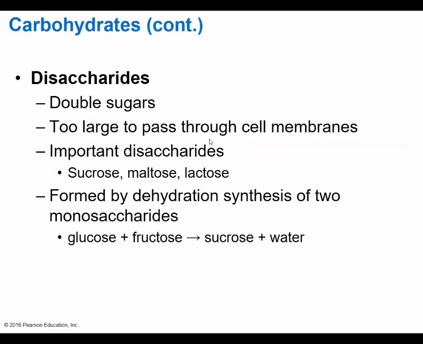If I take two monosaccharides and bond them together, what process would that be called? Dehydration synthesis. Good. Then I would get sucrose and water. Sucrose is table sugar. This is what we sprinkle on our foods. This is what tastes good.